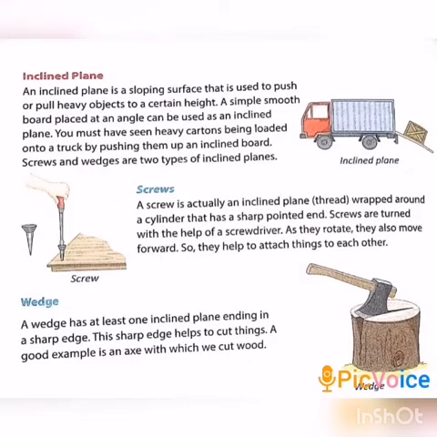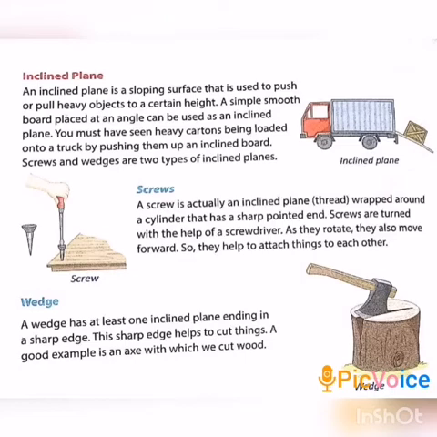Next one, inclined plane. An inclined plane has a surface that is sloping. It helps to move objects up or down easily. A simple smooth board placed at an angle can be used as an inclined plane. An example of an inclined plane is a playground slide. Okay. Screws and wedges are two types of inclined planes.